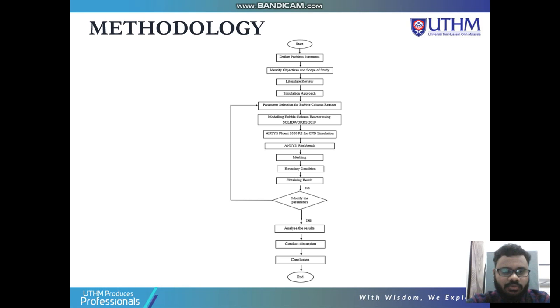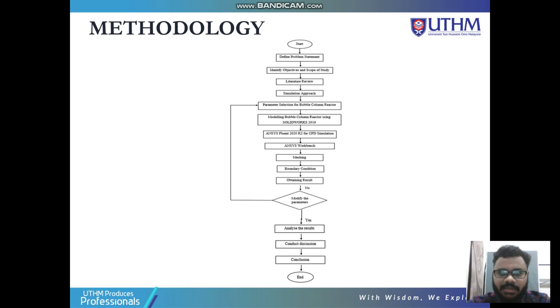Okay, I'm going to move on to the methodology. My research thesis starts off with defining the problem statement, and then identifying the objectives and scope of studies, and then conducting literature review. After that, we will move on to methodology, which is carrying out the simulation approach.